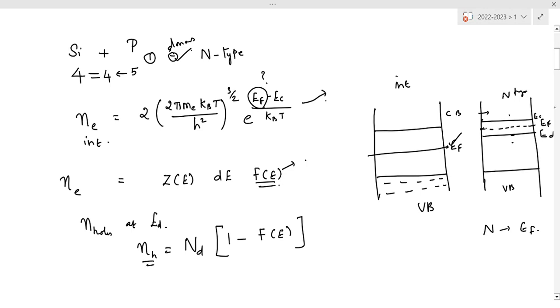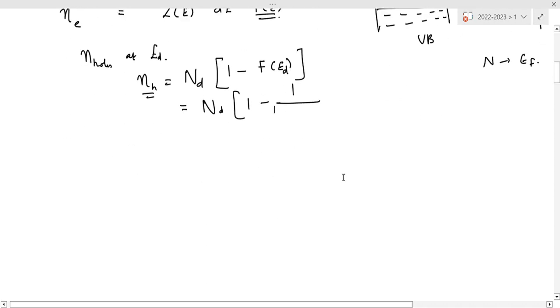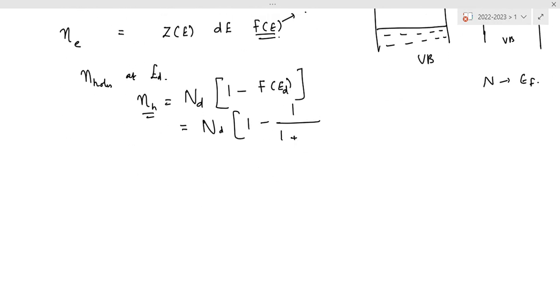So NH denotes the number of holes at the donor energy level, which can be determined as ND times 1 minus F of E. Here this particular energy level is donor. So substituting, ND times 1 minus 1 divided by the Fermi distribution function, which has the formula 1 by 1 plus e power E minus EF by KBT. Here the particular energy level whose occupancy is being considered is the donor energy level. Therefore this E should be replaced with ED.